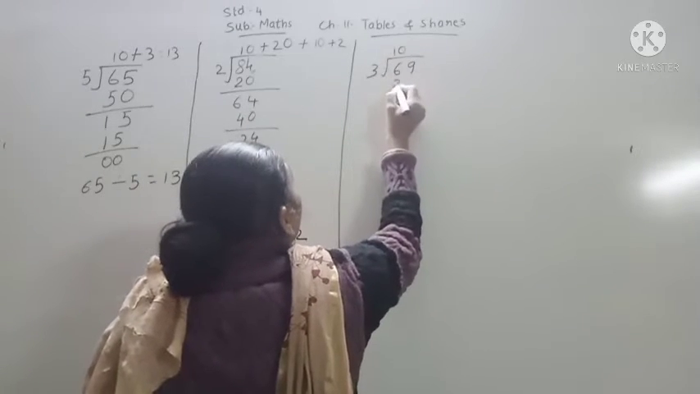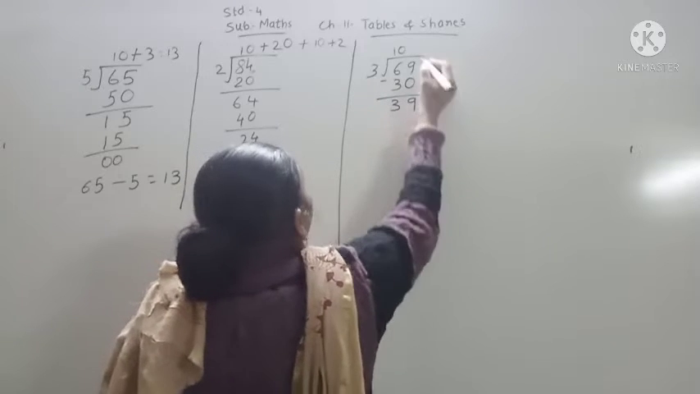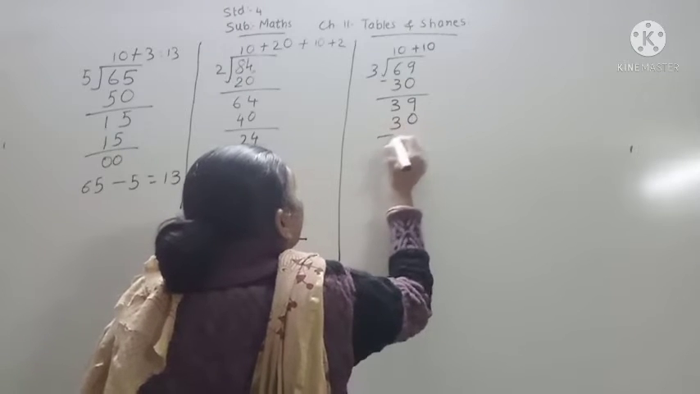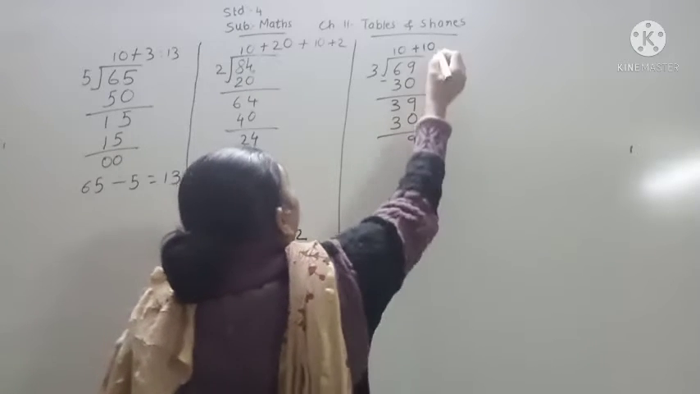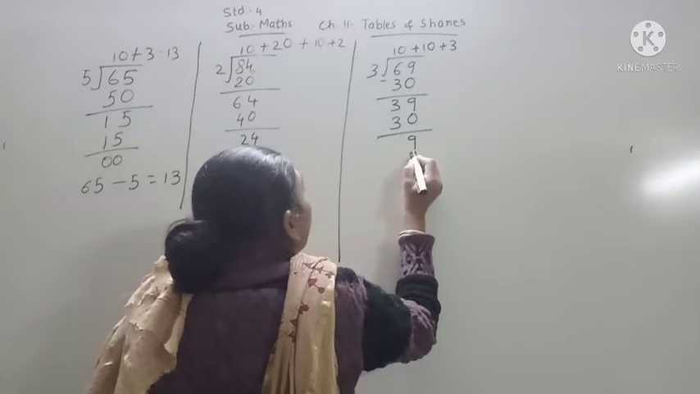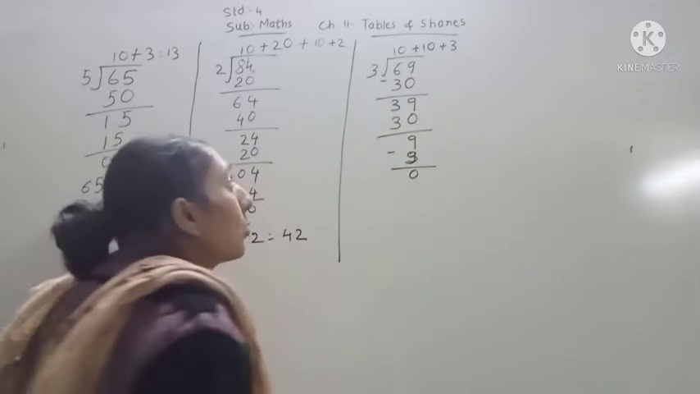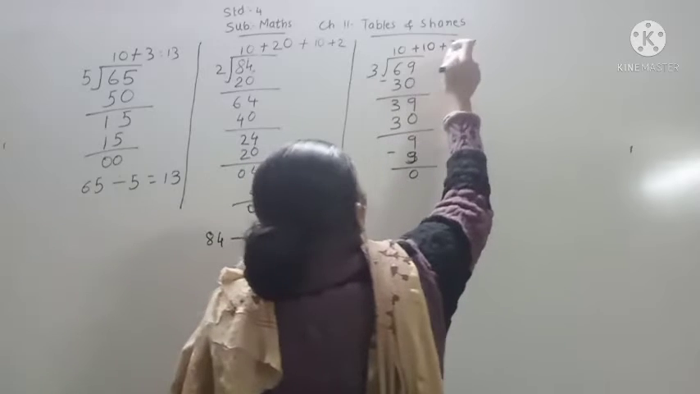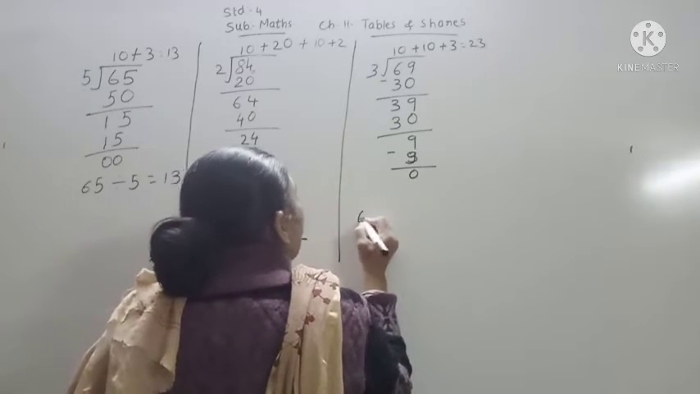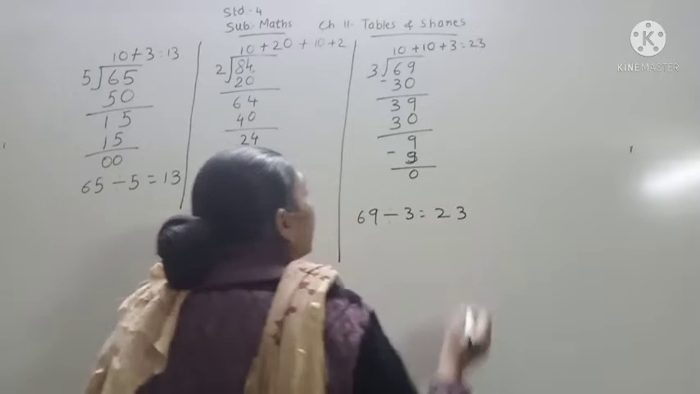3 10s are 30. How many are left? 39. Again 3 10s are 30. How many are left? 9. Then 3 3s are 9. So what's your answer? 10 plus 10, 20. 20 plus 3, 23. So 69 divided by 3 is equal to 23.